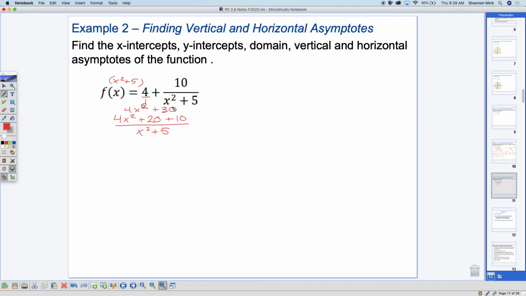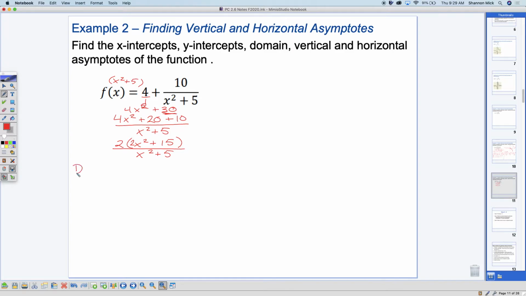You can take out 2. I can take out a 2. So I have 2 times 2x squared plus 15. Yes. Thank you. And my denominator is x squared plus 5. Can I reduce anything? Wait, how'd you get 2x squared plus 15? Where did 20 go? I have 20 and 10 is 30. Oh, okay. Never mind. Can I reduce anything? No. But I still had to do it, right?